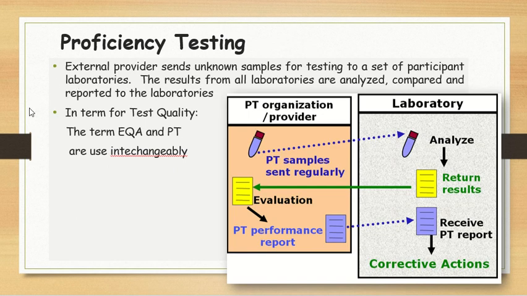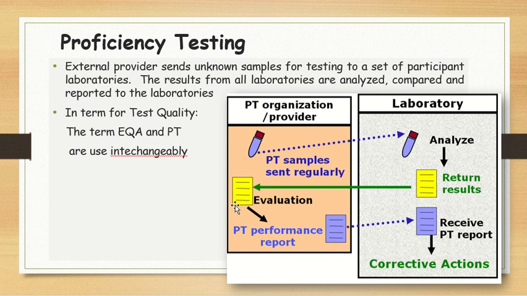Okay, let's talk about proficiency testing first. What happens in proficiency testing? The external provider, the EQA organizer or provider, will prepare the sample for testing and send it to the participant laboratories. The participating laboratories analyze the sample and then return their result to the central organization. Results are evaluated and analyzed.